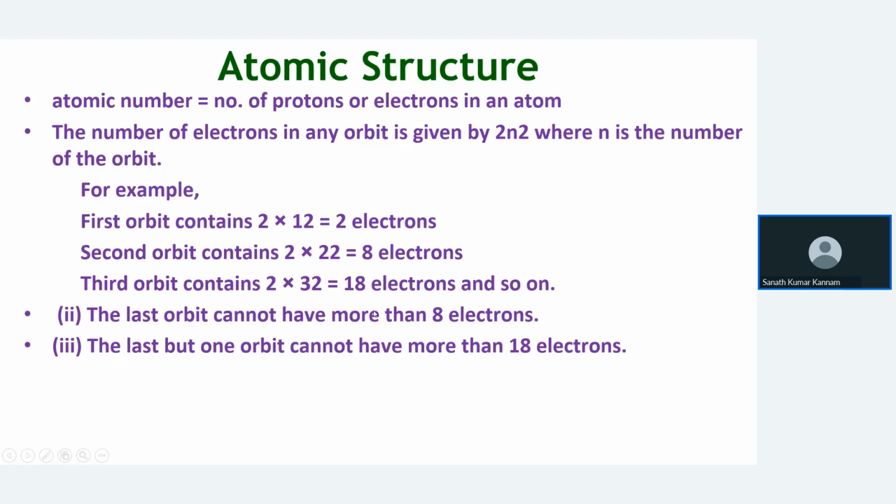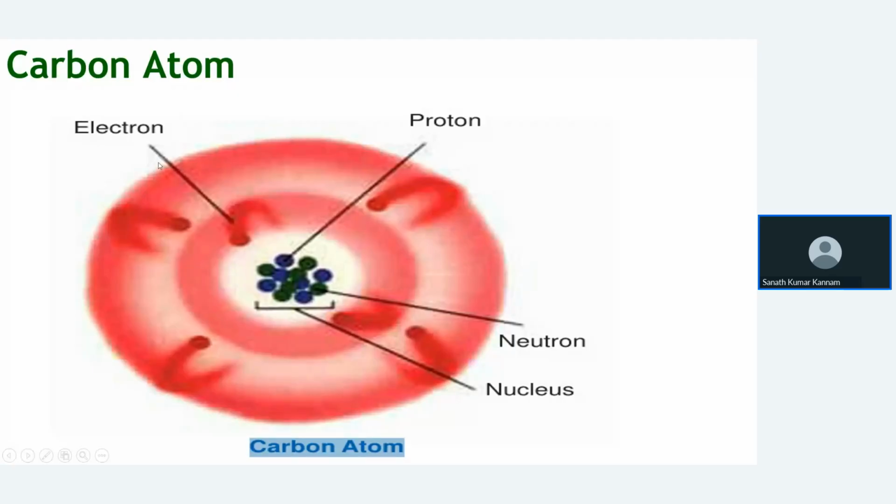The last orbit cannot have more than 8 electrons. The outer orbit with 8 electrons we call an octet. This is the example of a carbon atom. In between there is a nucleus, and in that nucleus there is a positively charged proton and a neutron. The neutron has no charge. Around the nucleus, these electrons are moving.